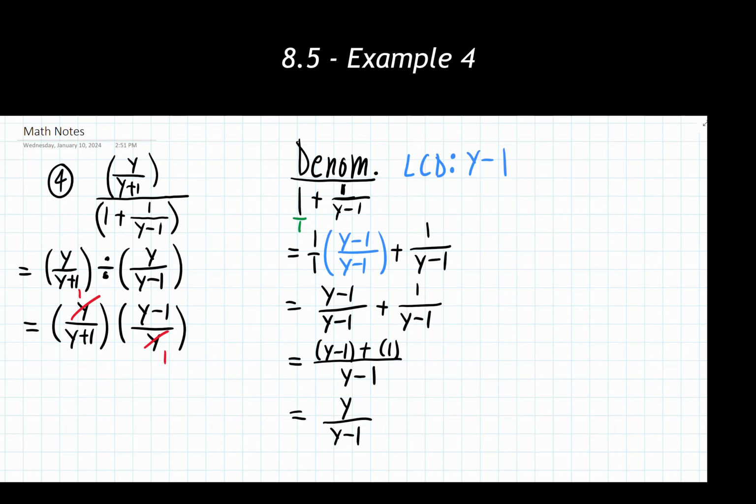So I can't do anything else with this, and therefore I'm just rewriting everything as one single fraction, and I'm getting my final answer as y minus 1 all over y plus 1. And we're good to go.